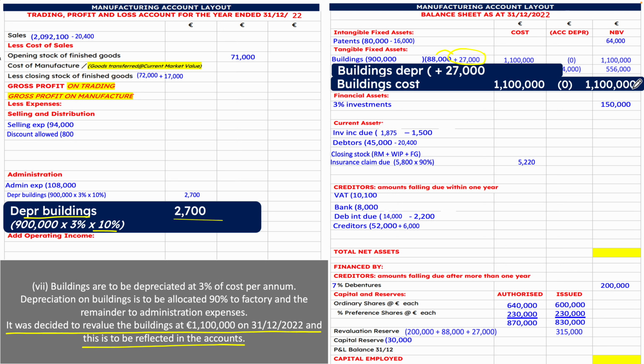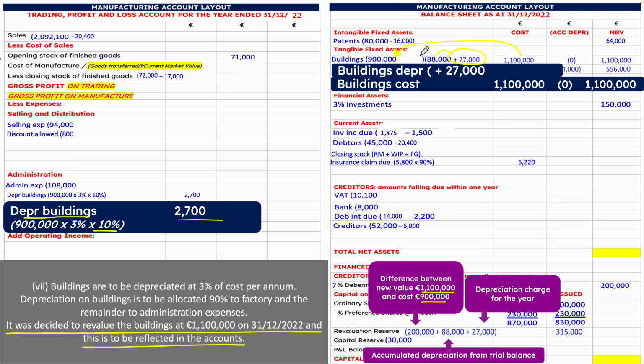Now when we revalue a fixed asset, we will have to create a revaluation reserve. So how do we do it? Well, we've got 3 figures here because revalued at the end of the year. So we have the difference between what the new value is and what it costs. So the 1.1 million and the 900,000. And then what we're doing, we're just adding back in the 88,000 accumulated depreciation that was in the trial balance and the 27,000 depreciation for the year. So it's like you're unwinding any depreciation that has ever occurred on those buildings. Okay, so that is the buildings adjustment done.